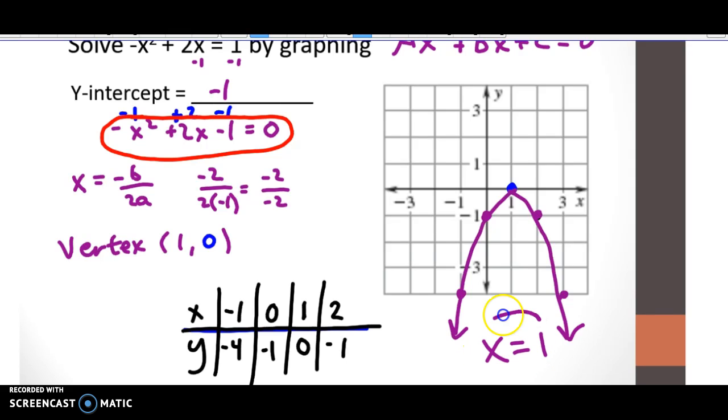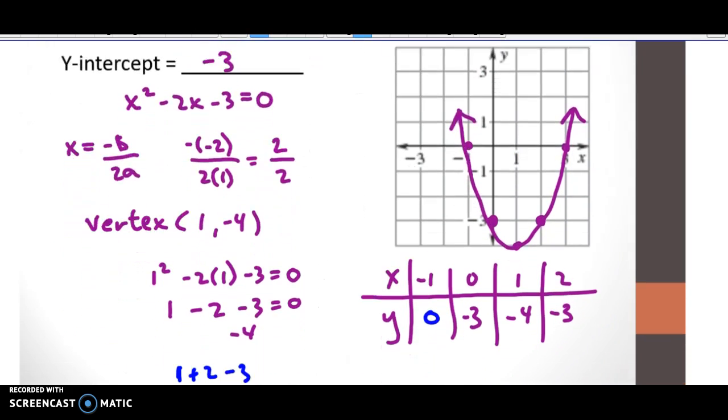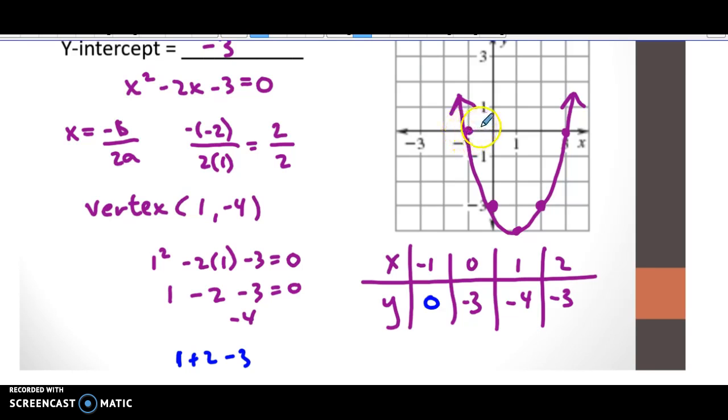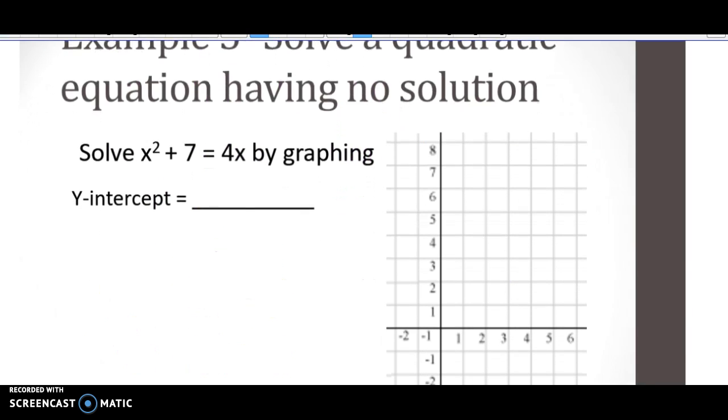So this is an example of a quadratic equation with only one solution. Before, we had a quadratic equation with two solutions, x equals -1 and x equals 3. So let's take a look at another example here with no solution.